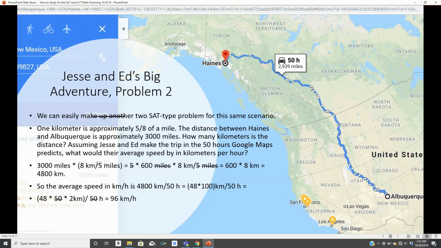So we can easily make up another 2 SAT type problems for this scenario. 1 kilometer is approximately 5/8 of a mile. The distance between Haines and Albuquerque is approximately 3,000 miles. How many kilometers is the distance? Assuming Jesse and Ed make the trip in the 50 hours Google Maps predicts, what would their average speed be in kilometers per hour?